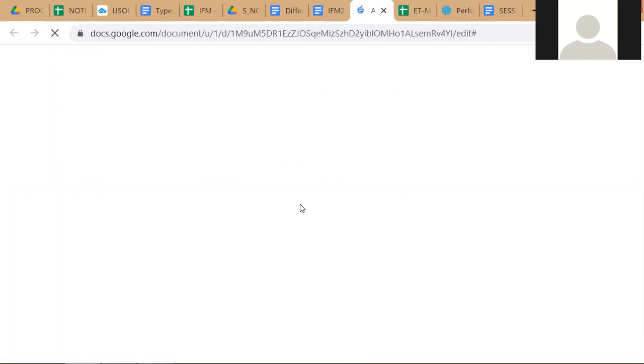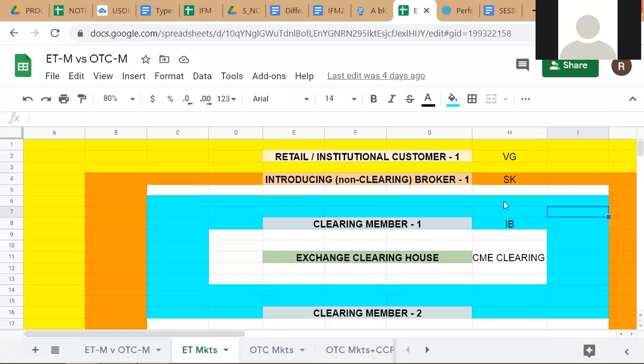So the distinction is, I hope everybody's clear about the distinction. So you can see this visual picture here. In the case of ET markets, you have the clearinghouse that is acting as an intermediary and engaging in what we call credit risk intermediation.